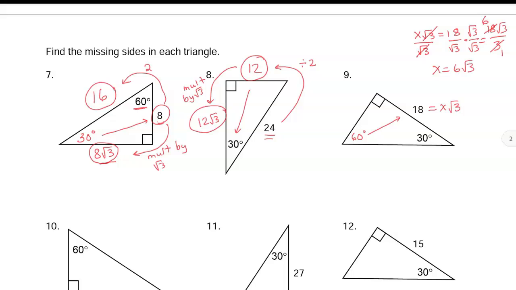The side that is x is the side across from the 30-degree angle. So x is 6 root 3 for that other leg. Then, to get the hypotenuse, I'm going to multiply that by 2. So I'm going to do 6 root 3 times 2, which is 12 root 3.